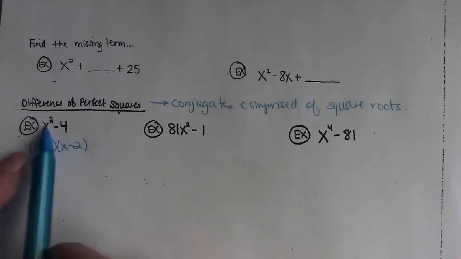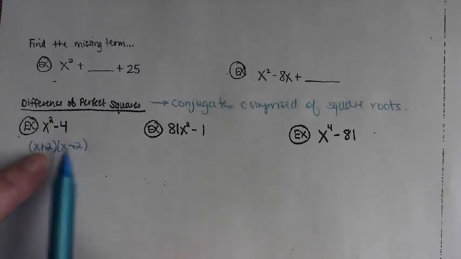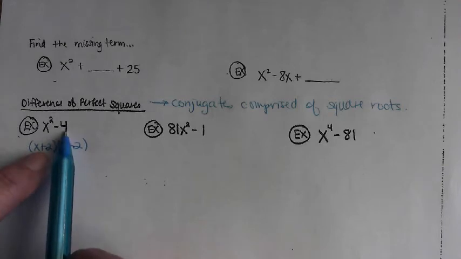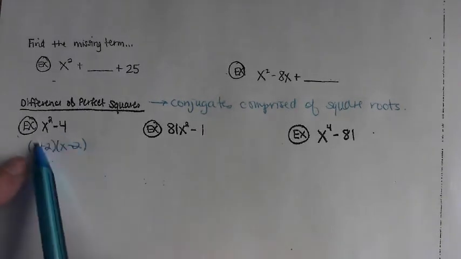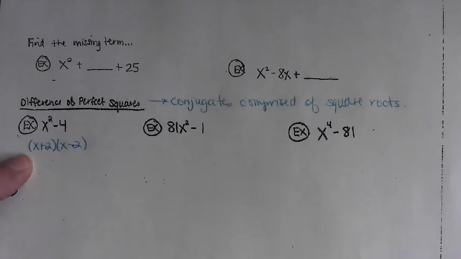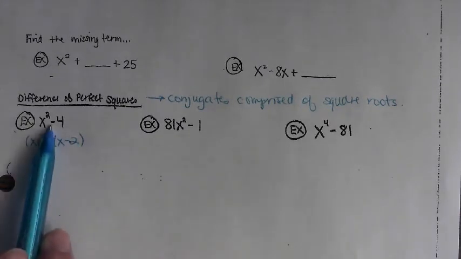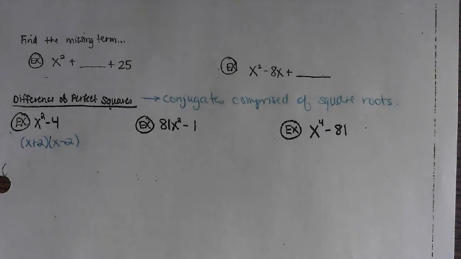X times x is x squared. Your firsts multiply to be x squared. Your lasts, plus 2 and minus 2, multiply to get negative 4. And just check your outer and inner. Minus 2x plus 2x combines to be nothing, right? We already talked about the beauty of conjugates when we were rationalizing, right? When you multiply conjugates, the outer and the inner will always cancel. That's why we don't have an x term. It's x squared plus 0x, technically, minus 4. We lose that middle term because the conjugates never multiply to have a middle term.